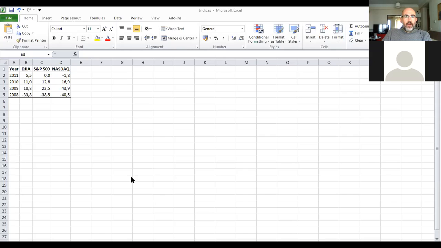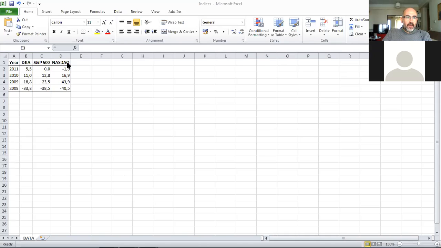Okay, so let's go over the calculation of the geometric mean using Excel, using the file indices, and you can also work along with me. Here is the file we have, with major stock market indices, Dow Jones, S&P, and NASDAQ, and the returns for different years, and these returns are given as percentages.